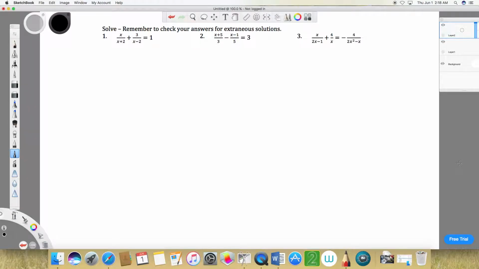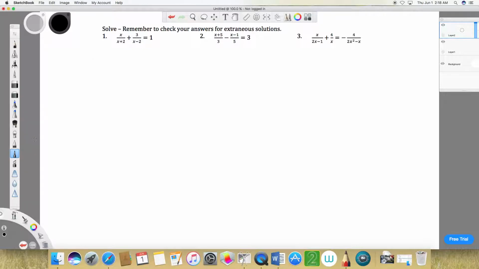Let's take a look at these three equations. They are rational equations. We know that because we see fractions and we see variables in the denominator, at least in two of the problems. When you have variables in the denominator, you have to be concerned about extraneous solutions. You have to keep in mind that we can't divide by zero. So let's jump in and solve these.